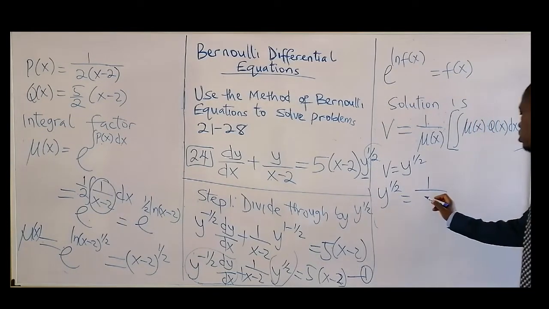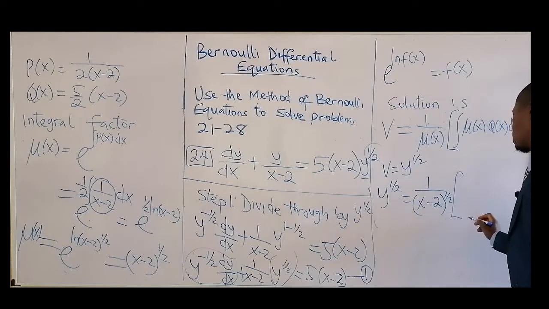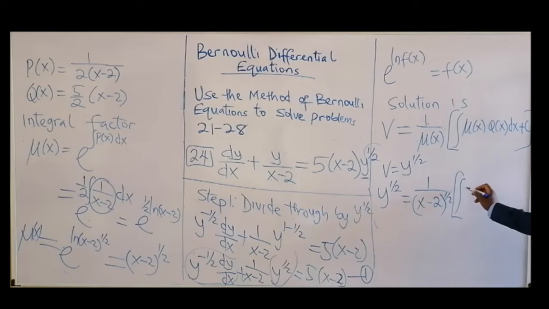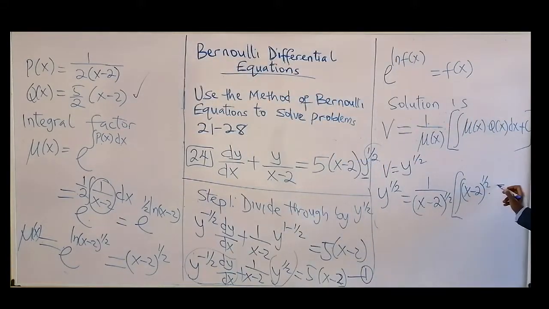My integrating factor is (x minus 2) to the power half. Open your bracket: integral of the integrating factor, (x minus 2) to the power half, times q(x), that's my q(x), which is 5 over 2 times (x minus 2). Then plus c, there's no space here, plus c. Then you close your brackets.